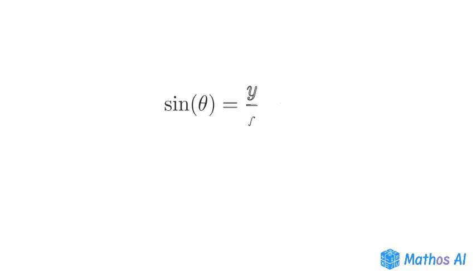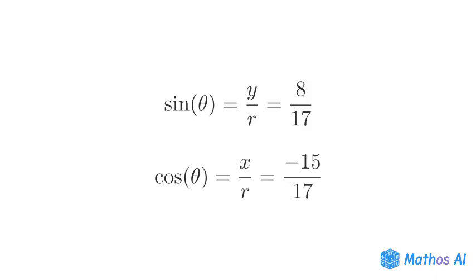Now we can find sine and cosine. Sine is y over r, so we have 8 over 17. And cosine is x over r, which gives us -15 over 17.